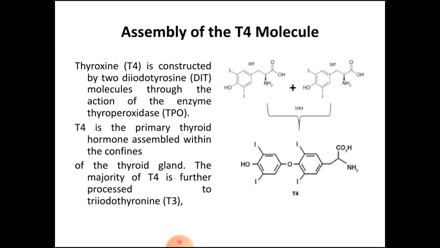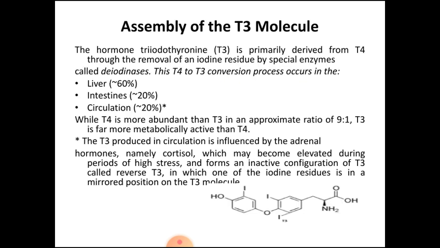The majority of T4 is further processed to triiodothyronine, as I mentioned previously, by deiodination in peripheral tissue, where T4 is converted to T3 by the enzyme known as deiodinase, in the presence of the cofactor selenium. Assembly of the T3 molecules.